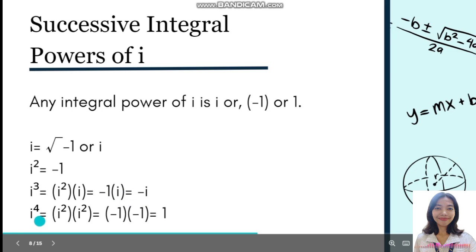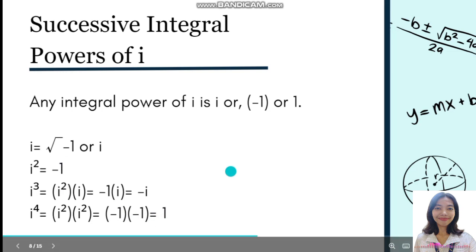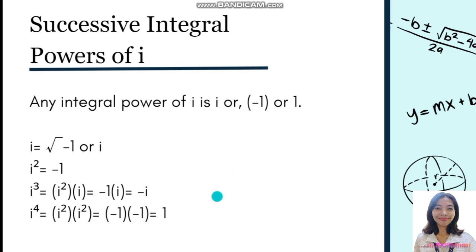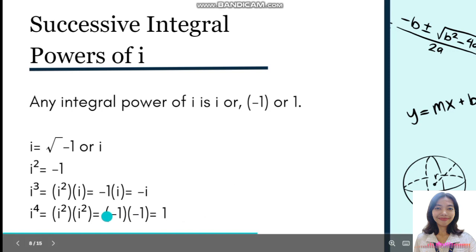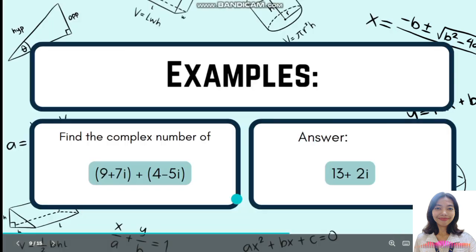And then next we have i raised to 4. The same process as with i cubed. You just have to simplify and then add the exponents. So we have 2 plus 2, which is 4. And then i squared is equal to negative 1, so we have negative and negative here. In multiplication, if you multiply two negative numbers, you obtain a positive value. So that is why we have positive 1. So i raised to 4 is equal to positive 1.